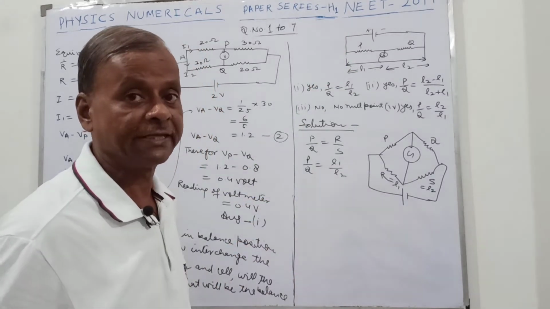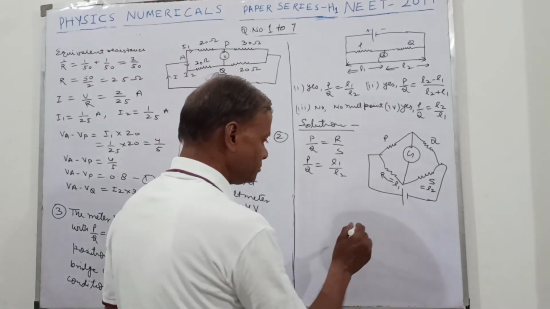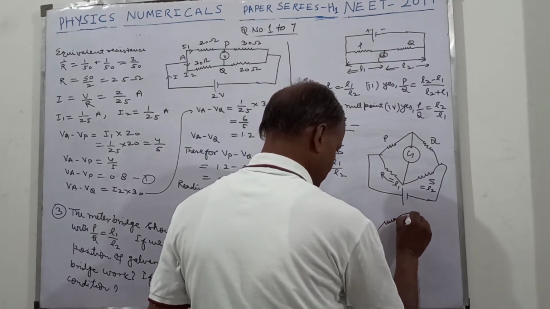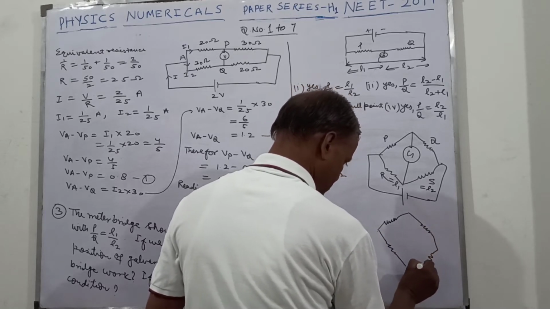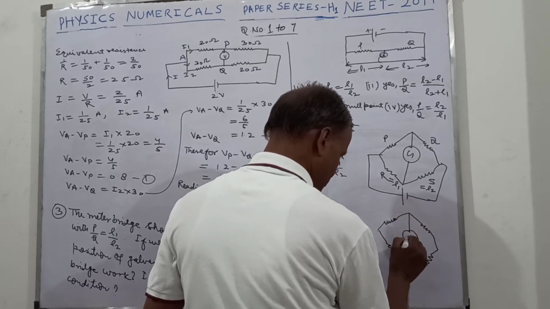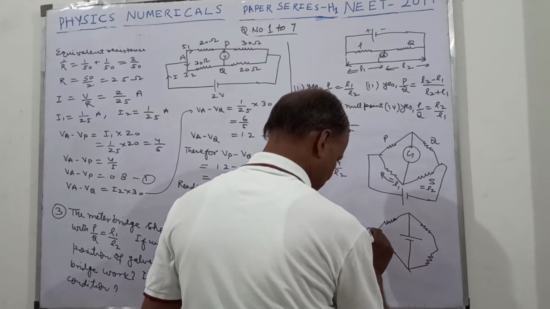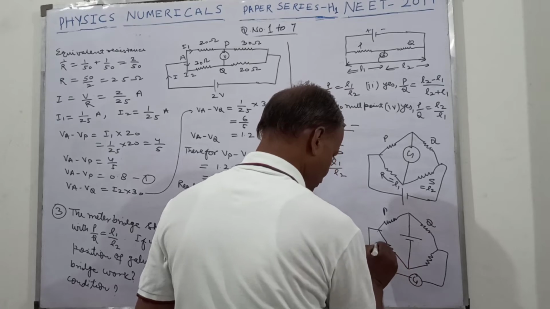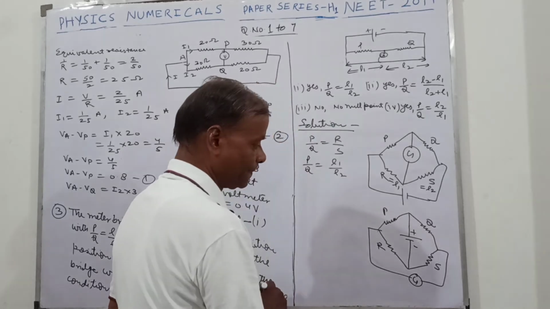Now what is said in the question, that the position of galvanometer and cell are interchanged. So just you interchange. This is now battery and this is now galvanometer. This is P, this is Q, this is R, this is S, resistances are as such. There is no change in this one.